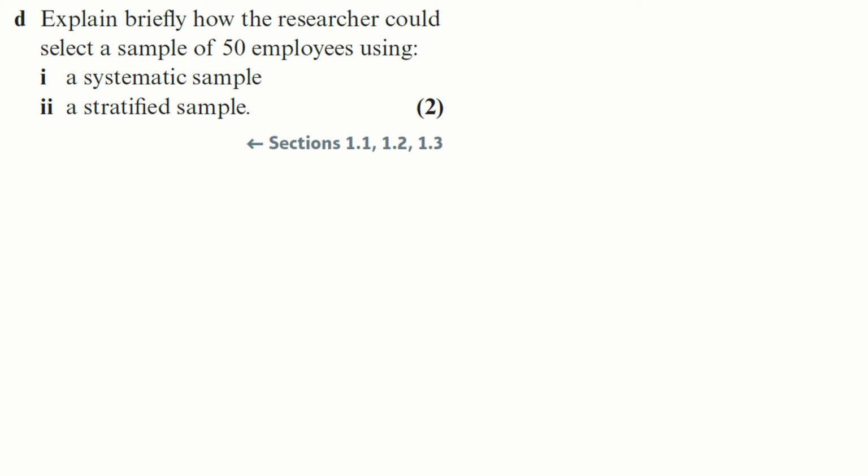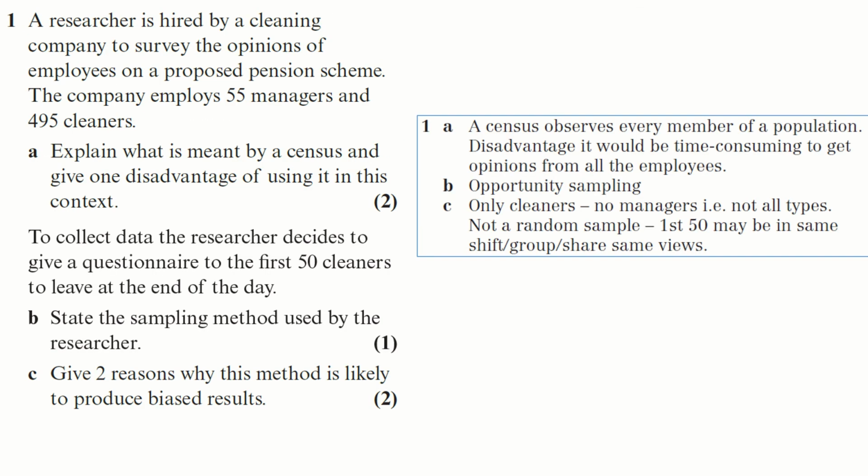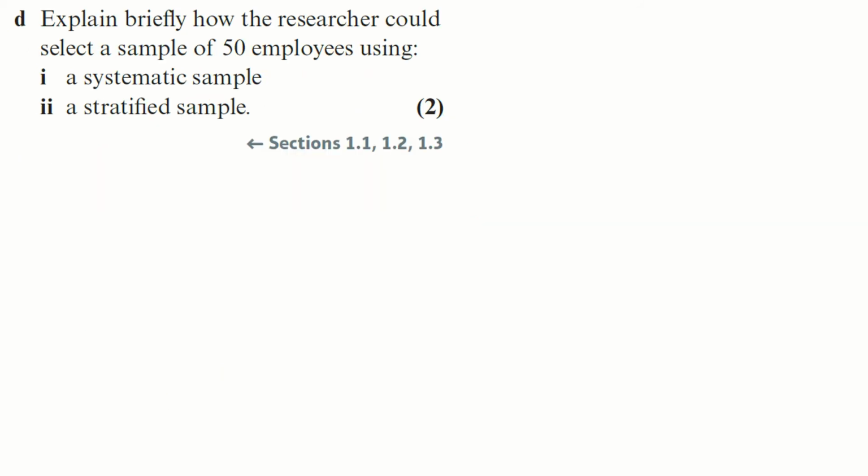And then a stratified sample. If we remember that there were 495 cleaners and 55 managers, the stratified sample would ask the right number of each of them. So we want 50 people, so that's 1 in every 11 people. So 55 divided by 11 means, well, let's ask 5 managers and 45 cleaners, and then everyone gets a representative say in the pension scheme.